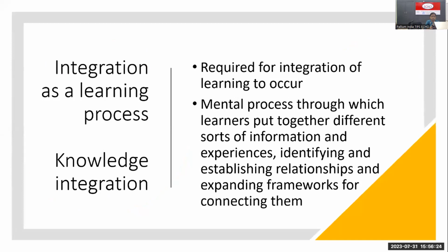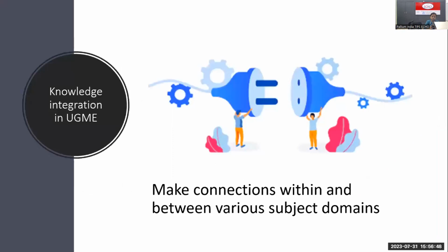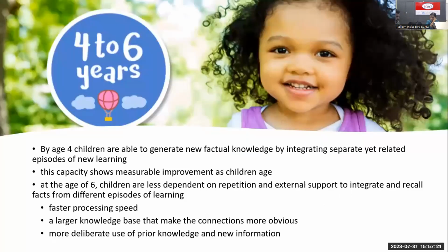The second way of looking at integration is what I said as a mental process, right? So this process of integration is happening in the mind of a learner, where they are able to put all these different information sources together. They are able to not only identify but also establish the relationships, and therefore they expand their knowledge base. So for example, in undergraduate education, if you take physiology, making connections between the physiology of the nervous system and the physiology of the cardiovascular system and so on, or between various subject domains, making connections between anatomy and physiology, anatomy and surgery, and physiology and medicine, and so on. So this is knowledge integration, and that's what we expect to happen in undergraduate education.